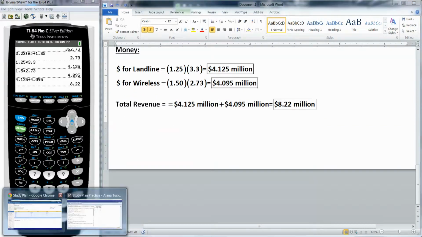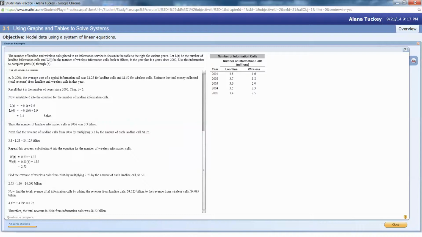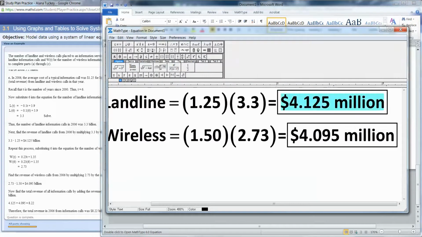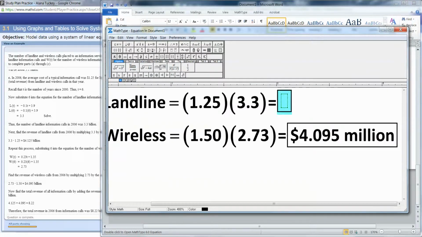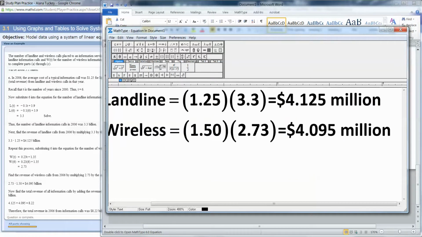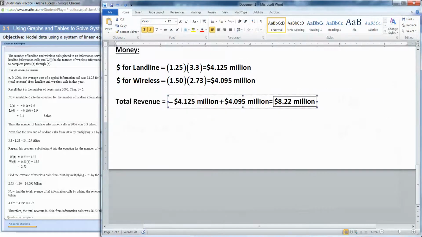Let's go back to it real quick and double check. So part C, it says estimate the total money collected from landlines. All right, so there we have it. It's 8.22, which means I don't want these to be in boxes because they're not the actual answers. They're the parts of the answers you need in order to come up with the total revenue that you were looking for.